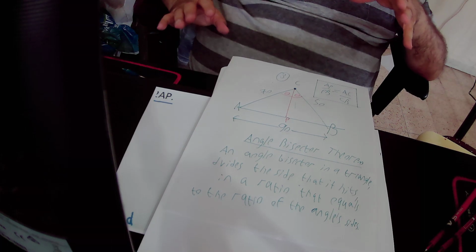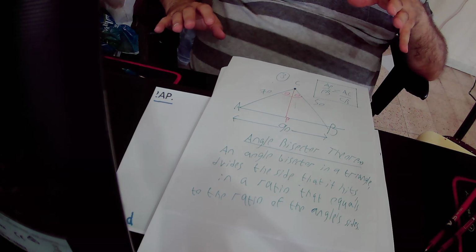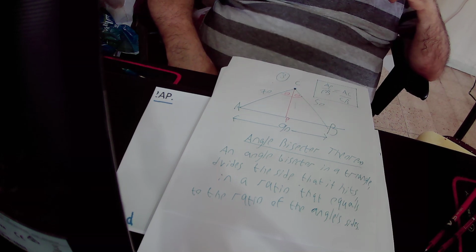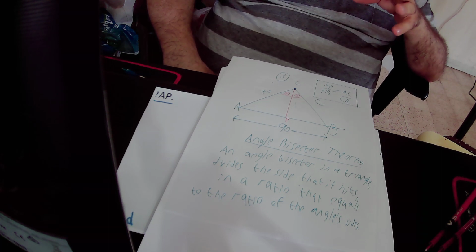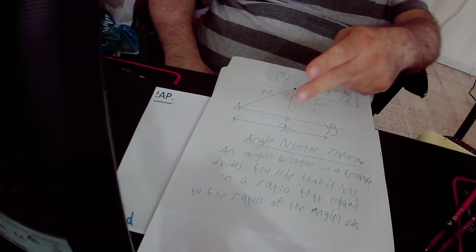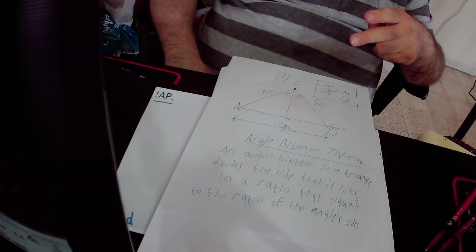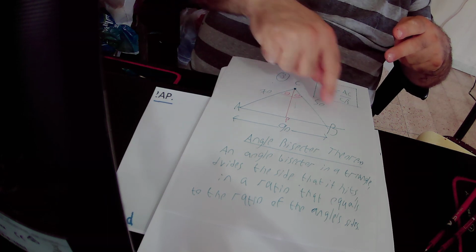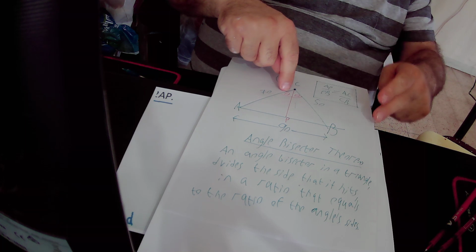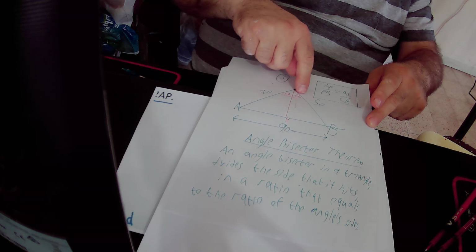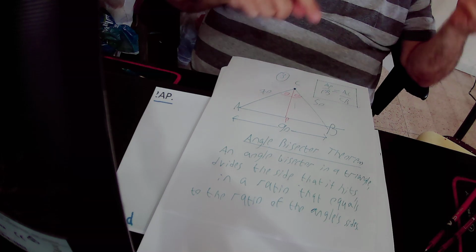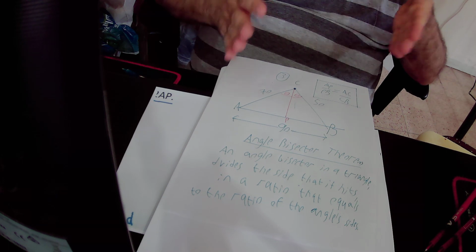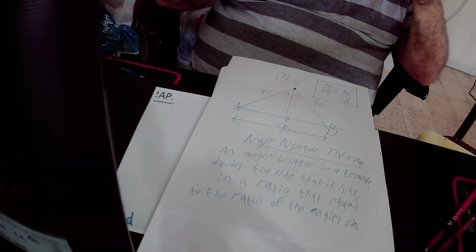In our particular case, we have triangle ABC, and in this triangle we have an angle bisector that is PC. Why is PC an angle bisector? Because it divides angle ACB into two equal parts. This angle is theta, and this angle is also theta. So PC divides angle ACB into two equal parts. For that reason, PC is an angle bisector in triangle ABC.